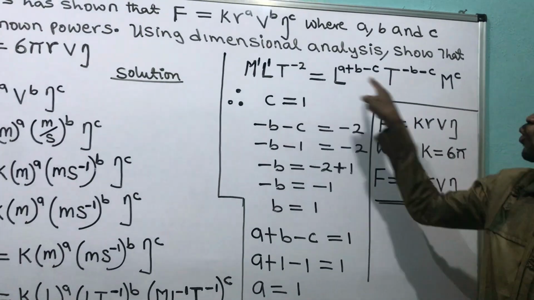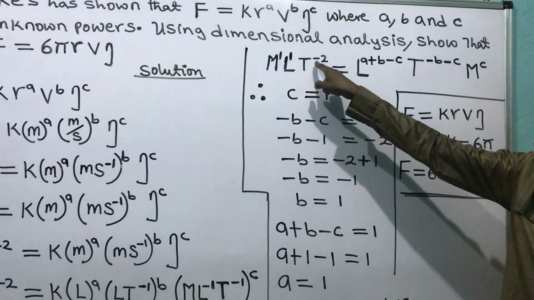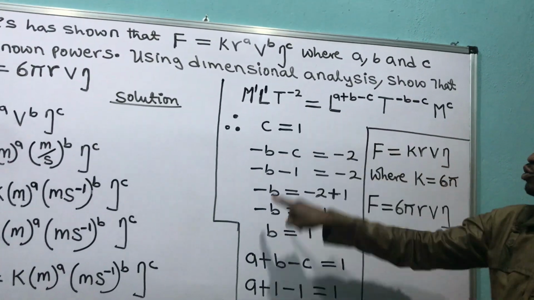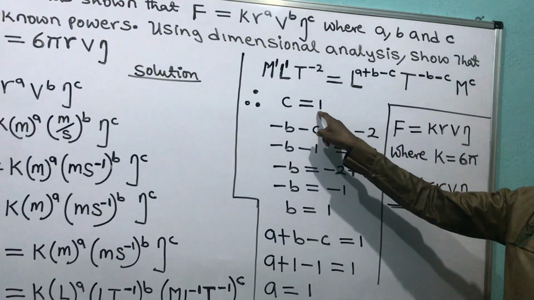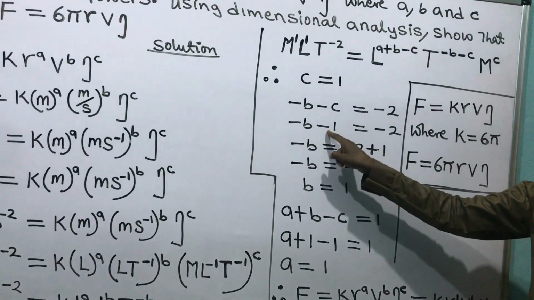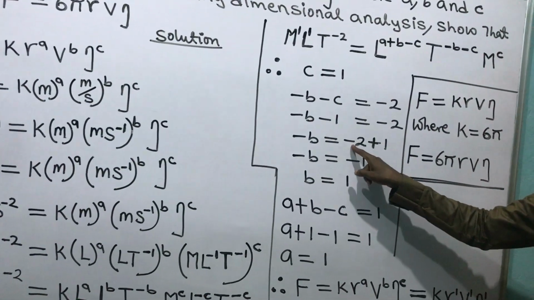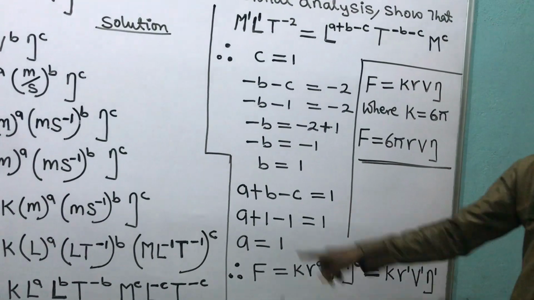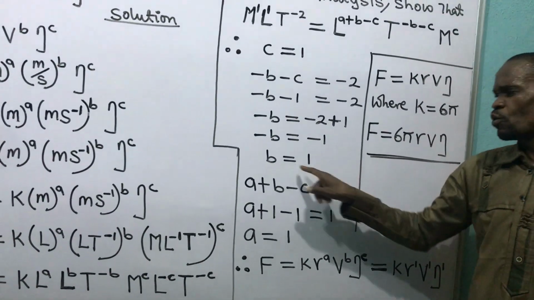Then I can say that minus B minus C is equal to minus 2. But I know C to be 1, so I put the C here, and I'm making B the subject of the formula. This one coming over here becomes plus, and here will become minus B. Minus 2 plus 1 will give me minus 1. Then multiplying by minus 1, I have B equals to 1.